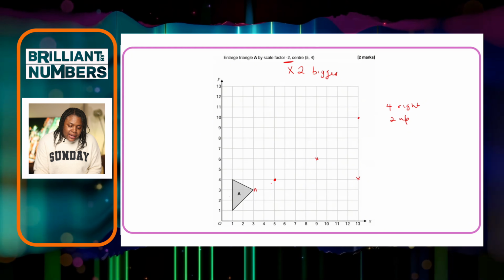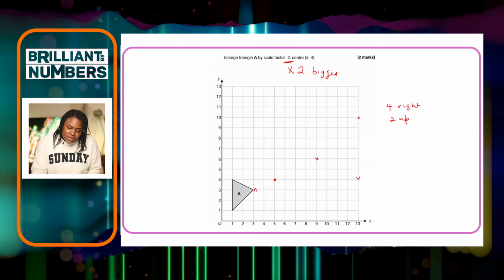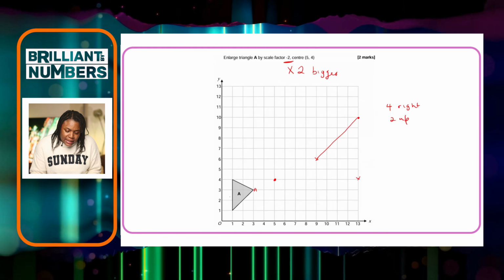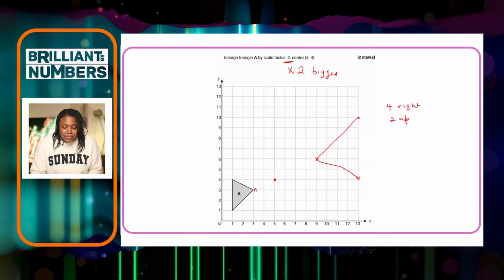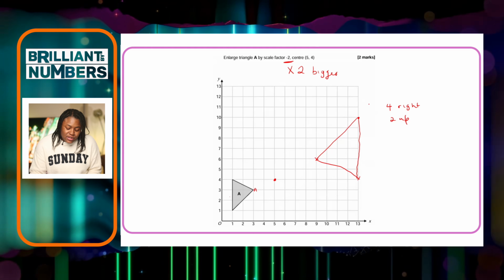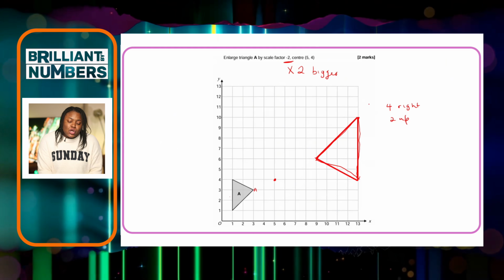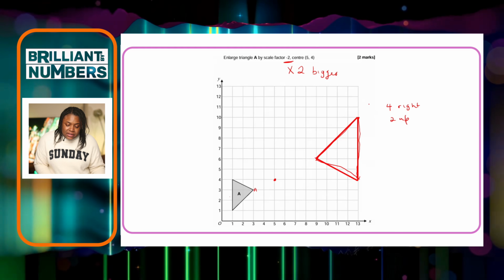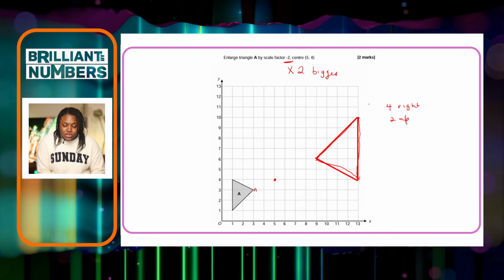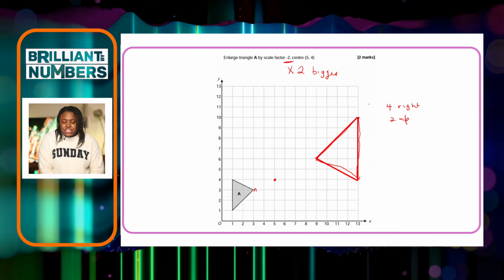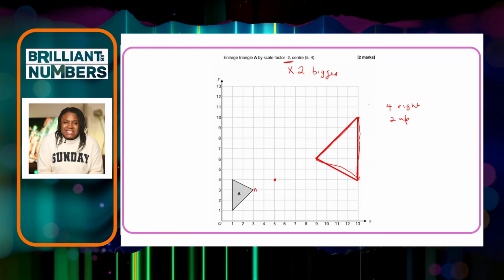Okay, so we now need to just join our lines. And remember, you're doing that with a ruler. I think I had pre-put this in as well, guys, so I'll just put that there. So if you were given this, that's your enlarged shape on the opposite side of the center.